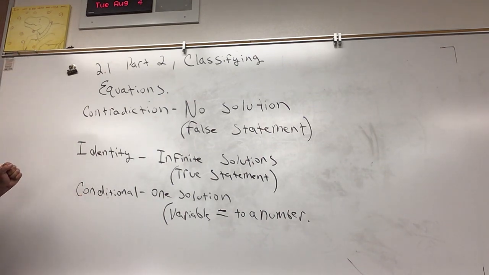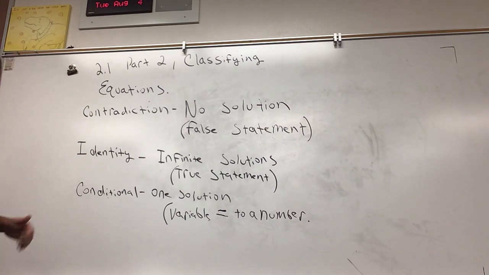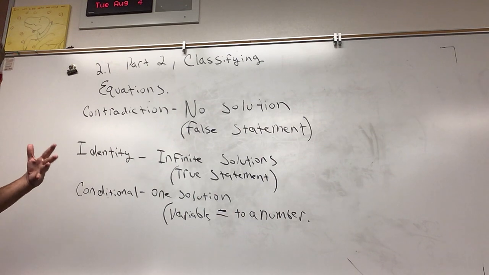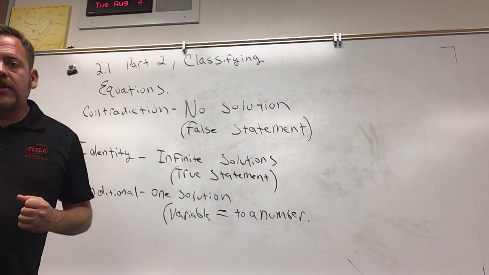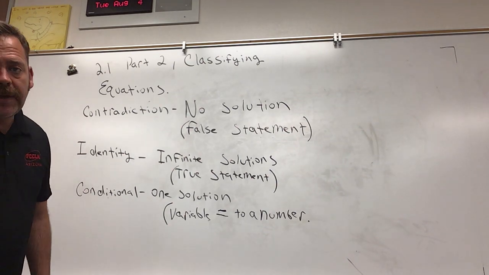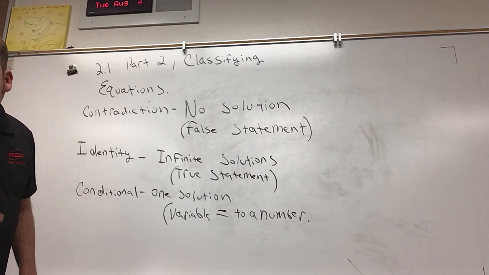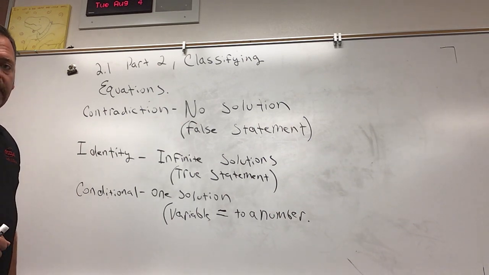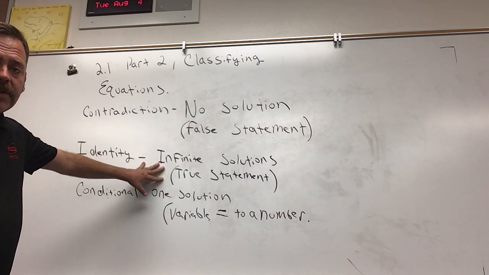The next type of equation that we'll run into is called an identity. An identity has infinite solutions. You can tell it's an identity because when you're done with all the steps of solving, all of the x's are going to go away, and you're going to be left with a true statement. If you remember the very last example that we did last time, it ended up as a true statement. All the variables went away. That's an identity, and that means there are going to be infinite solutions.